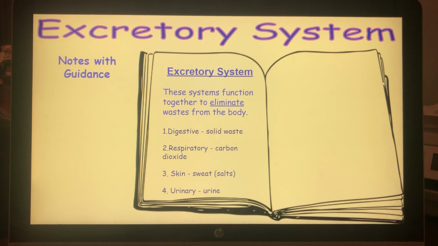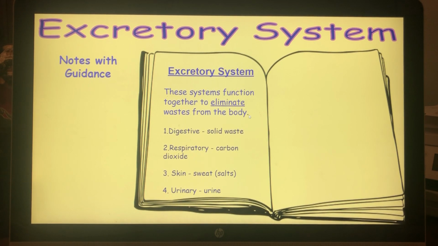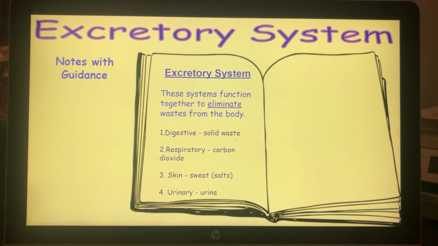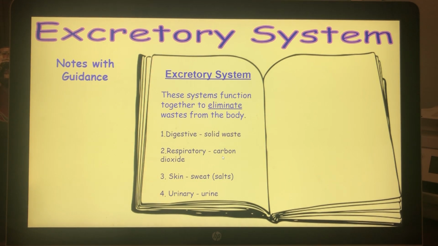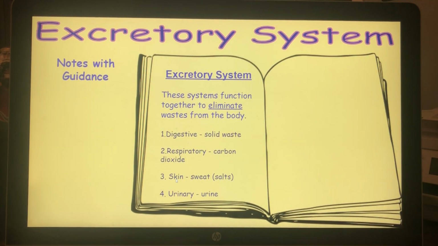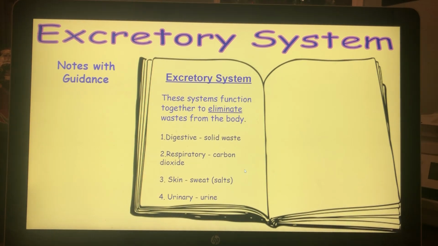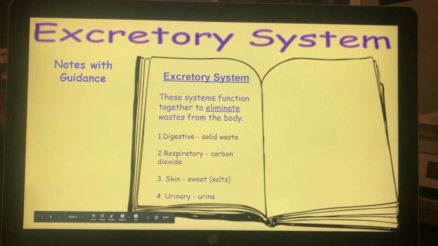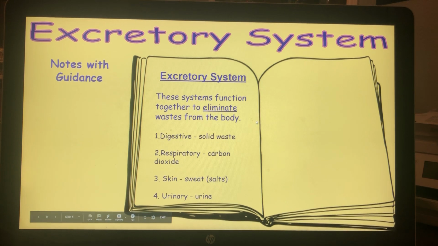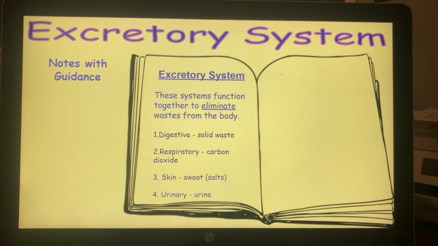So for your notes, you will write these systems function together to eliminate waste from the body. Digestive system, the waste is a solid waste called feces. In the respiratory system, we exhale a gas called carbon dioxide. The skin, when we sweat, releases salts and other substances. And of course, our urinary system gets rid of a liquid waste called urine. Again, go ahead and press pause if you need some extra time. Otherwise, I am moving on.